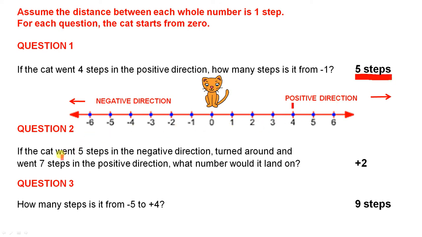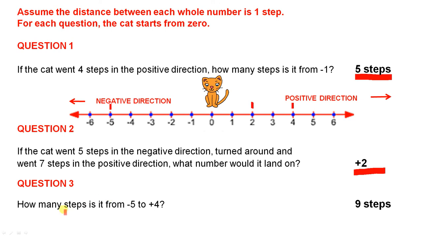Question 2. If the cat went 5 steps in the negative direction, turned around and went 7 steps in the positive direction, what number would it land on? So, it went 5 steps in the negative direction. 1, 2, 3, 4, 5. So it went that far. Turned around and went 7 steps in the positive direction. So it turned around and it went 1, 2, 3, 4, 5, 6, 7. So it finished up here. So it would be on +2.